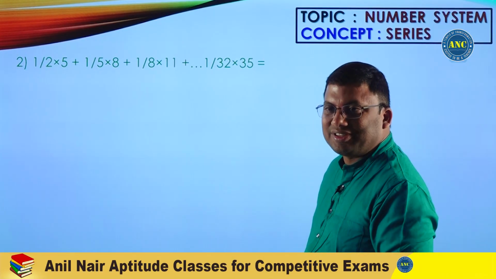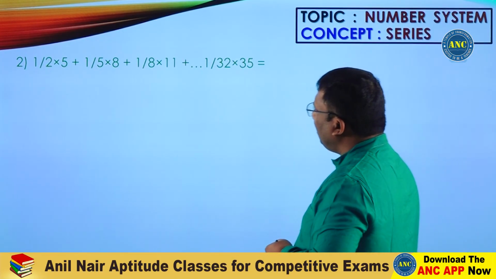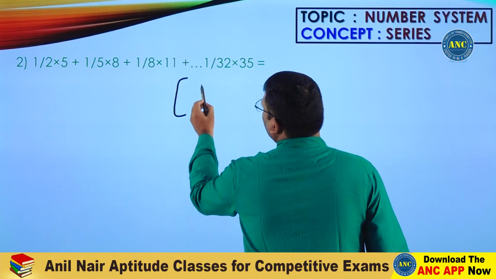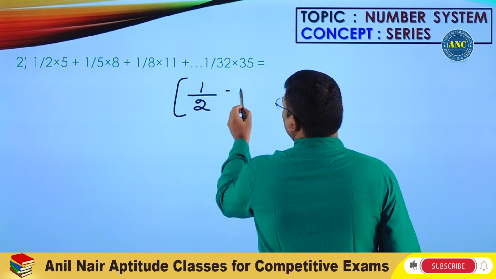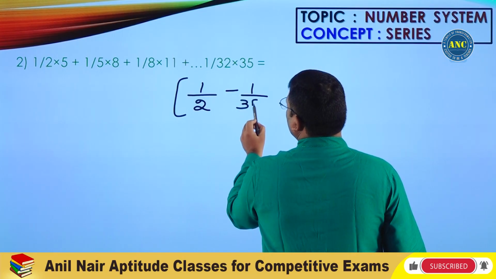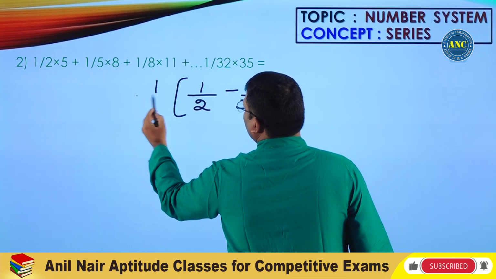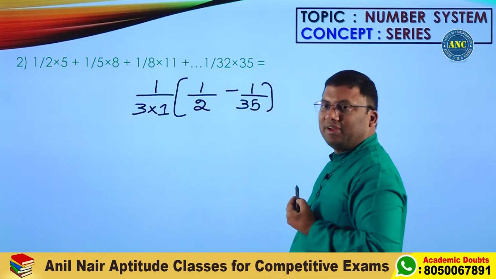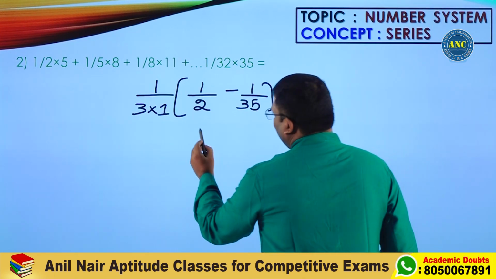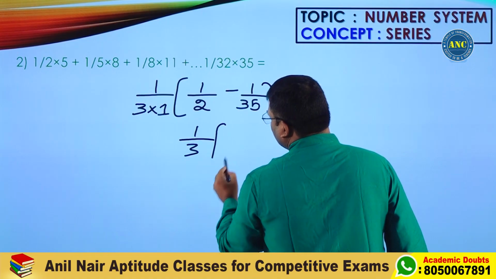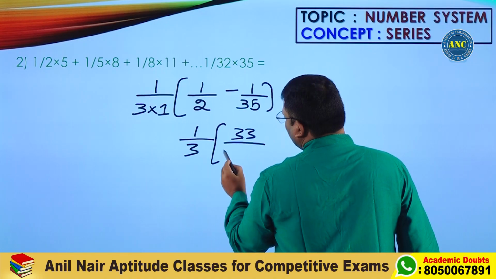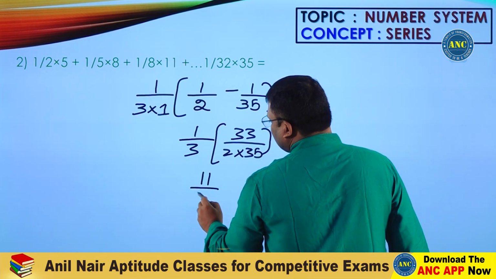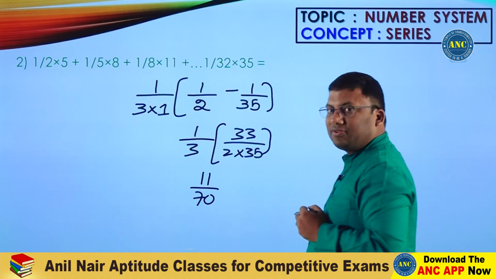Tell me this answer. Again a previous year question. 1 by 2 into 5, 1 by 5 into 8. Just orally tell me. 2 numerical values are there. Write down the first numerical value. Write down the last numerical value. 1 by difference, it is 3. 2 numerical values are becoming 1. So 1 by 3, it's all about knowing the concepts. 35 minus 2, 33, divided by 2 into 35. 11 by 70.